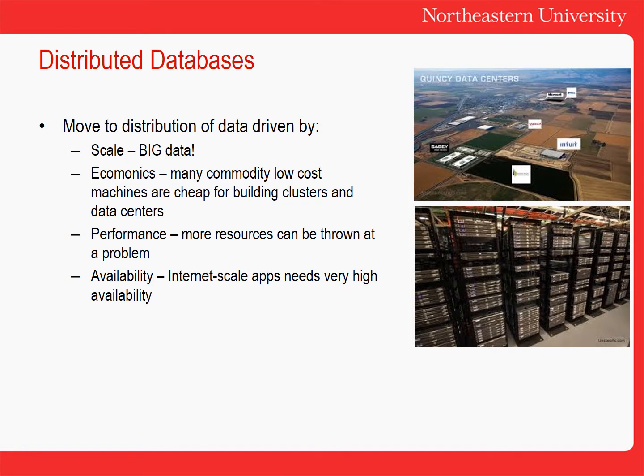So this move to distribution has been driven by scale. Simple as that. It's so much easier to distribute data, to make it available because you have multiple copies, and to provide higher performance because you can throw more resources at a distributed system than you can at a centralized system. So distribution is now absolutely fundamental to the data layer in internet scale systems.